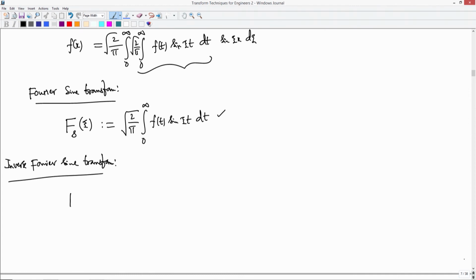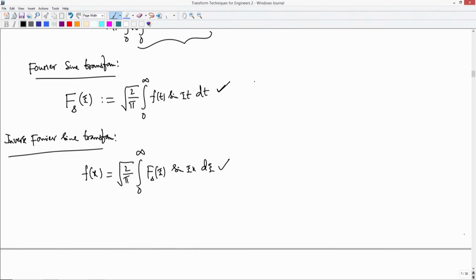You can get back your signal f(x) directly from the Fourier integral theorem. So what you have is root of 2 by pi, integral from 0 to infinity of f_s(xi) sin(xi x) d xi. This is your inverse Fourier transform. This is the definition, and the inverse is a fact from the Fourier integral theorem.